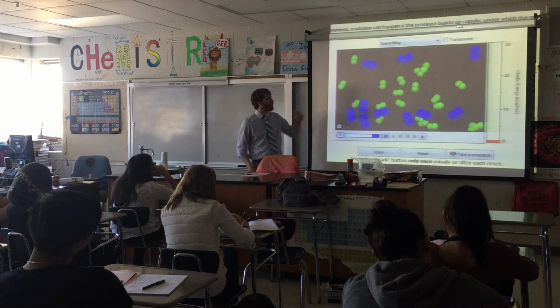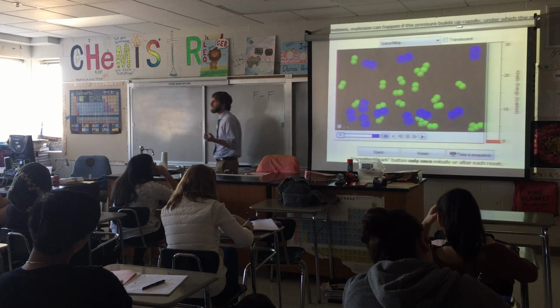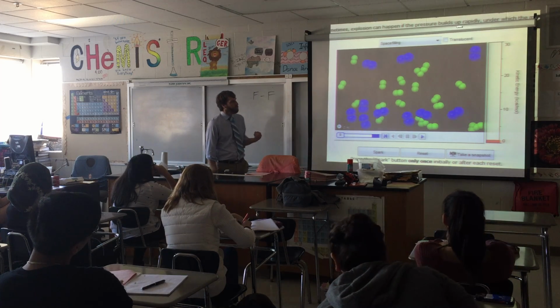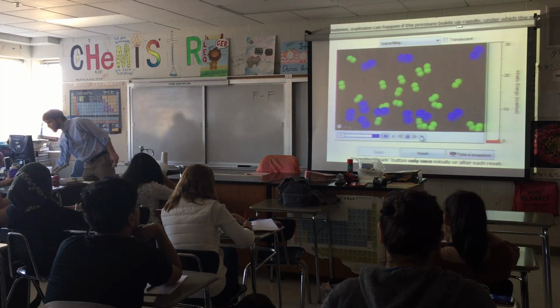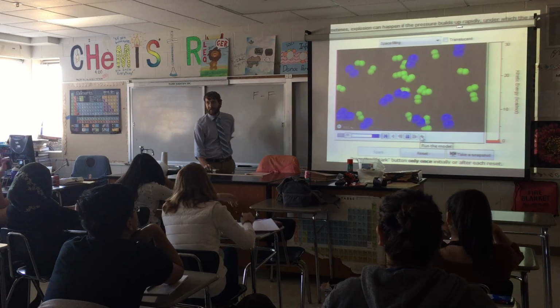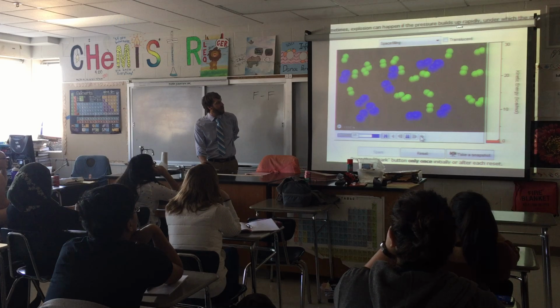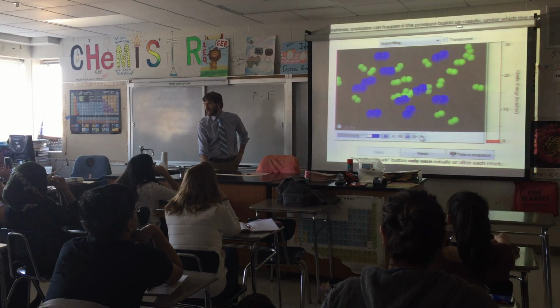All right, so we're going to look at a very simple reaction here. We've got diatomic greens and diatomic blues. When I let this run, we see the particles have some kinetic energy to begin with. There's a little scale on the right. It looks like they don't have a lot of kinetic energy. They're moving pretty slow.